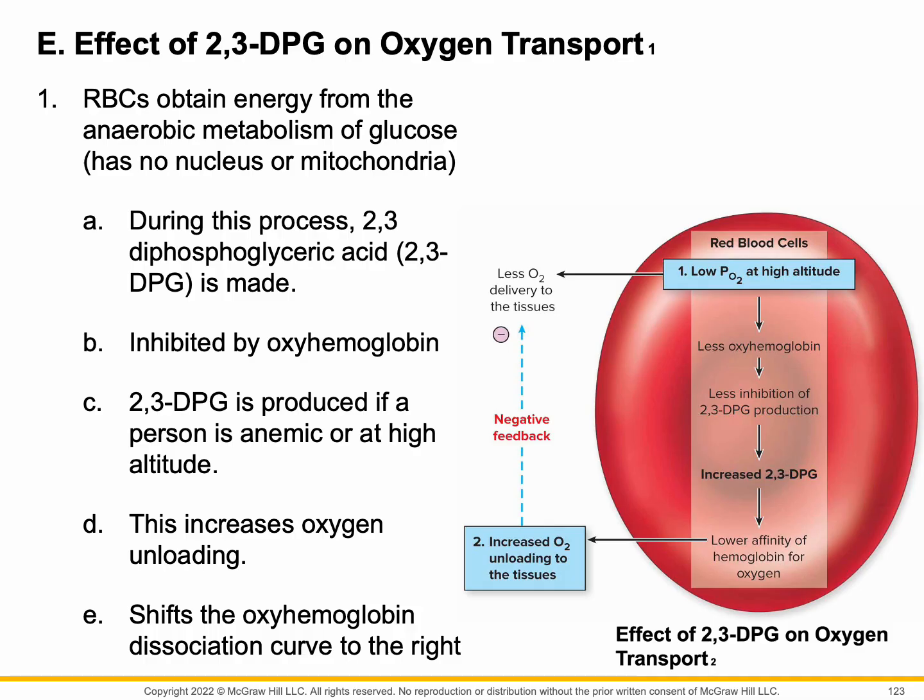If you look at the picture on the right-hand side, we're looking at the effects of 2,3-DPG on oxygen transport. In the red blood cells, low partial pressure of oxygen at high altitudes causes less oxyhemoglobin, so less saturation of hemoglobin, less inhibition of 2,3-DPG production, increased 2,3-DPG, and lower affinity of hemoglobin for oxygen. This leads to an increased oxygen unloading to the tissues, and it has negative feedback and causes less oxygen delivery to the tissues.